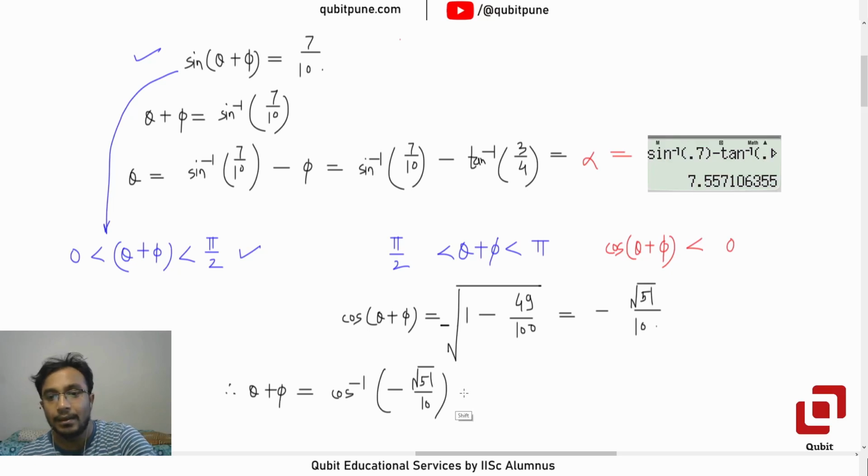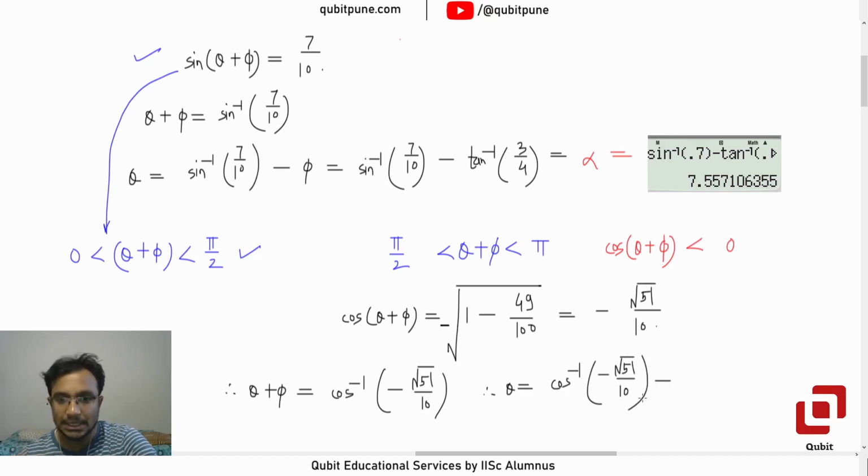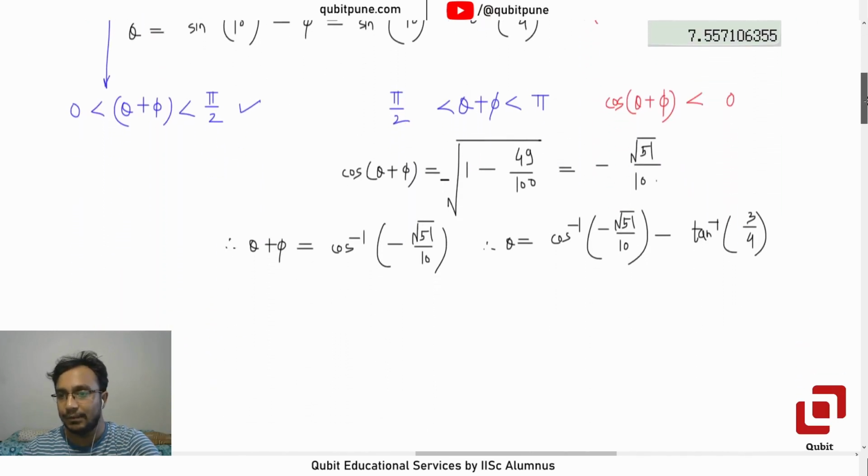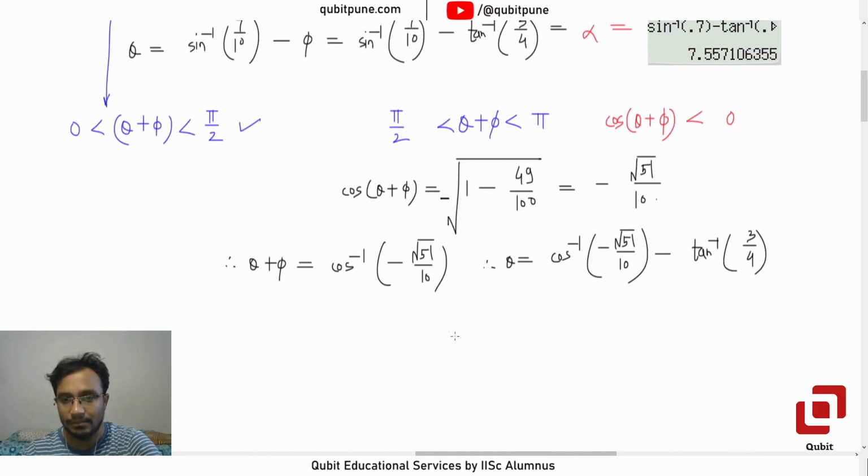And therefore theta will be cos inverse of negative root 51 by 10 minus tan inverse of 3 by 4. That was the value of phi that we earlier found out, right? Phi is equal to tan inverse of 3 by 4. Now can we calculate theta? That will give us beta now.